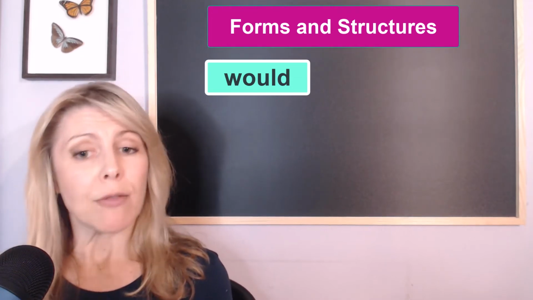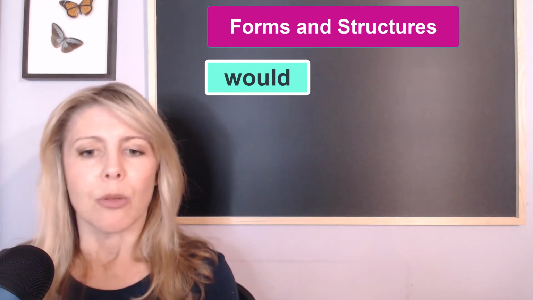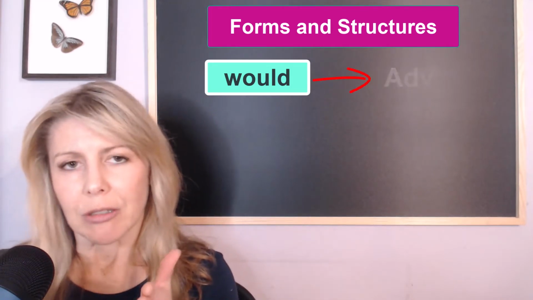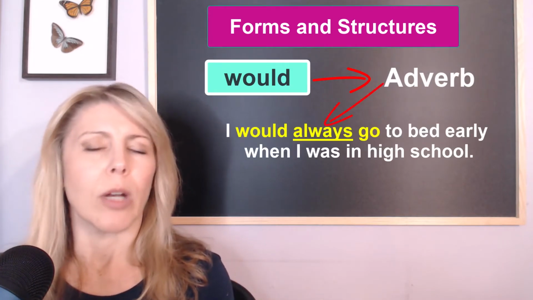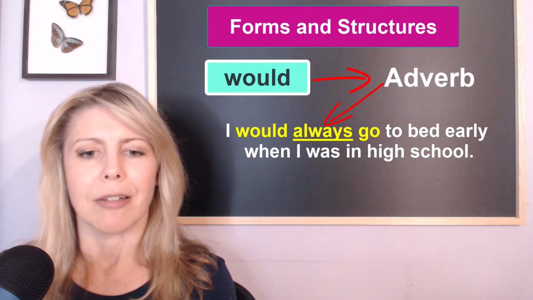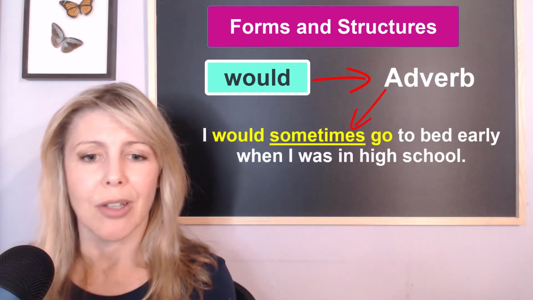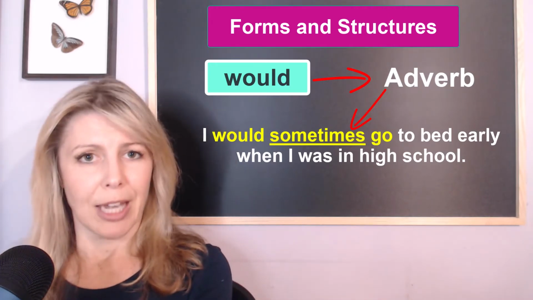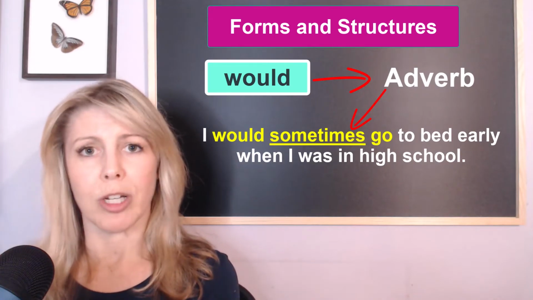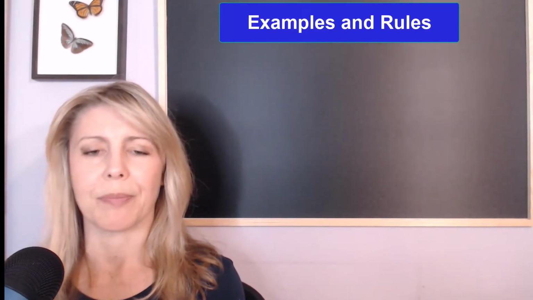Now, if we use adverbs like always or never, or sometimes, we put this after would. I would always go to bed early when I was in high school. I could say I would sometimes go to bed early when I was in high school. So with used to, we put the adverb first. With would, we put the adverb after would. So it's between would and the verb. Would always go.